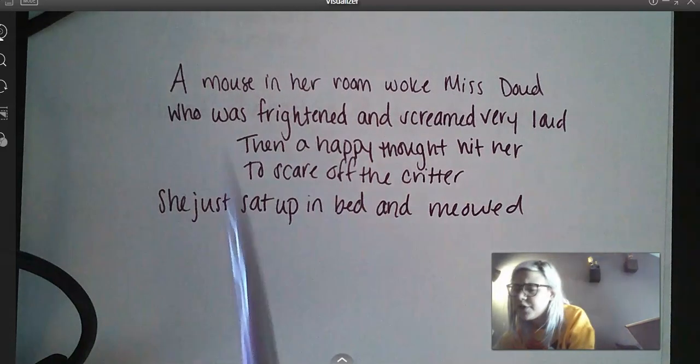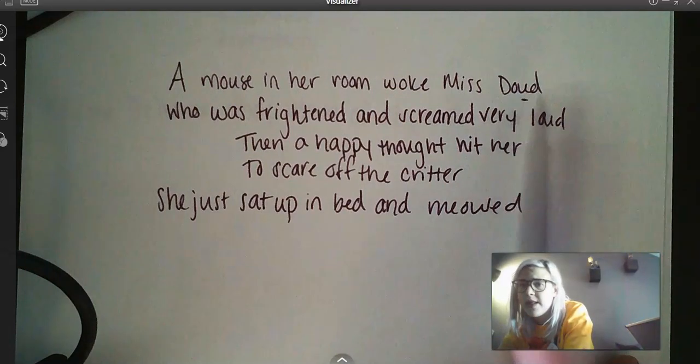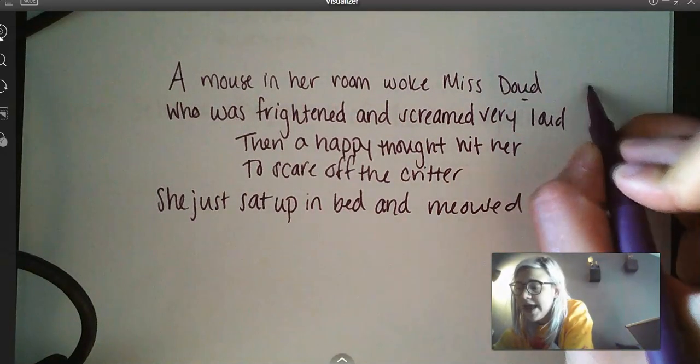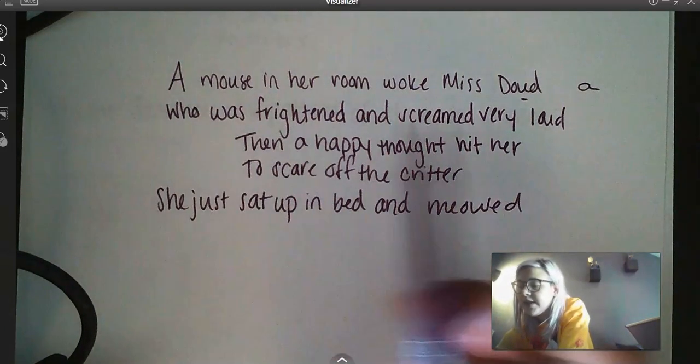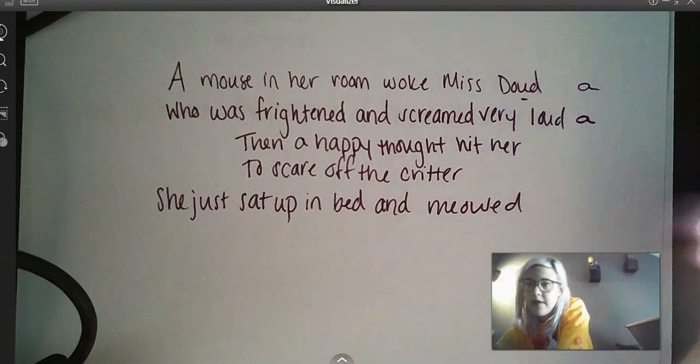So starting with our first line, a mouse in her room woke Miss Dowd. So that's our first rhyming line. Our first rhyme is going to be the "oud," and so we are going to put an A. So we mark it with the A. Now we go to the next one. Who was frightened and screamed very loud. That has the same rhyme, so we keep the same letter.